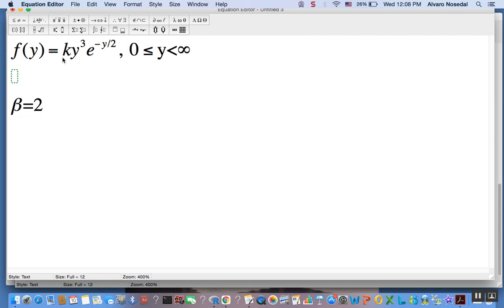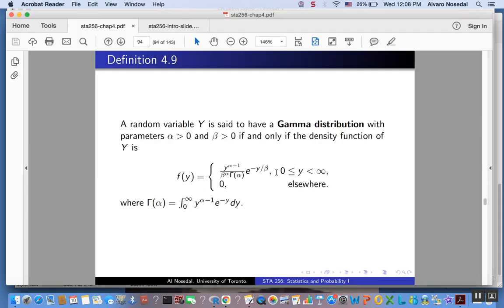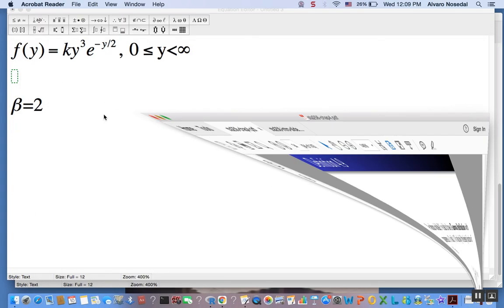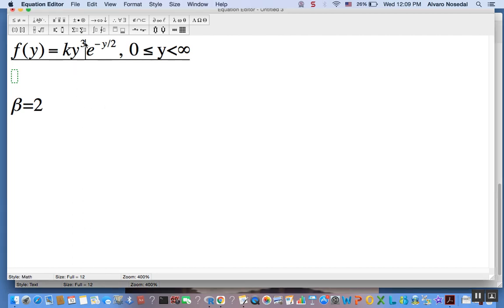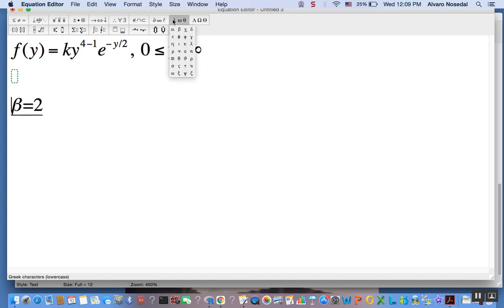Now we have that 3 here. Note that 3 is the same as 4 minus 1, and we're going to do that because we want something that looks like this: y to the alpha minus 1, right? So let me write that 3 as a 4 minus 1. From that, it seems that we're dealing with alpha equals 4, beta equals 2.